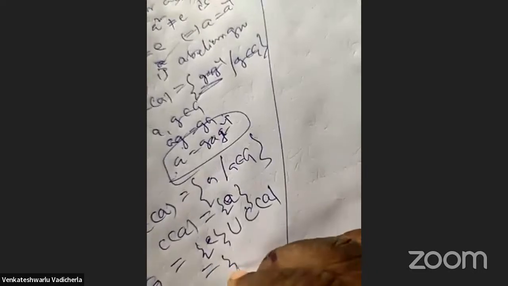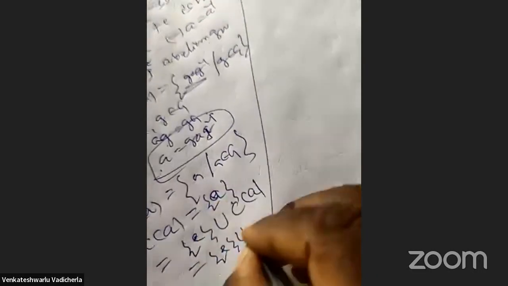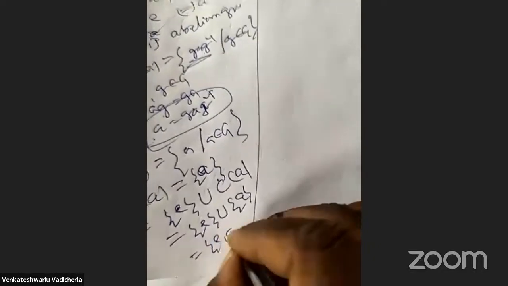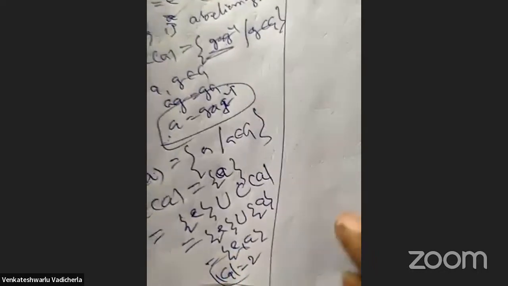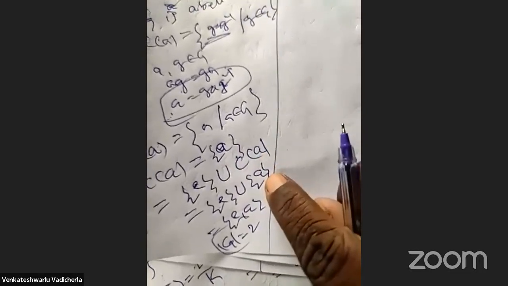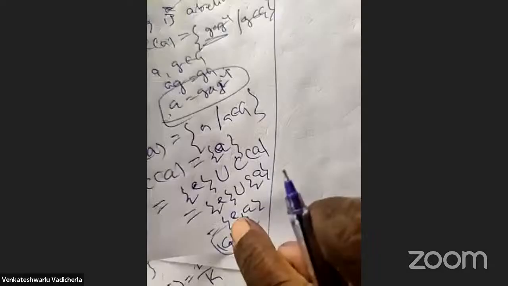So singleton {e} union conjugate class of a, singleton {e}, singleton {e}, {e, a}. So G is equal to {e, a}, order of G is equal to 2. The conjugate class of a is equal to singleton {a}. So {e, a}, the order of G is equal to 2. The number of conjugate classes is 2, then we prove that the order of G is equal to 2. Proof completed. So this topic is completed.